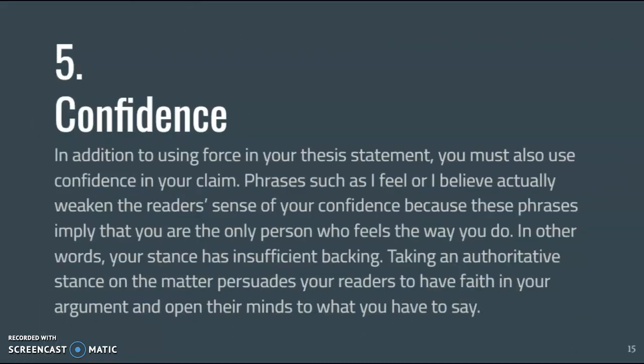Finally, confidence. In addition to using force in your thesis statement, you must also use confidence in your claim. Phrases such as I feel or I believe actually weaken the reader's sense of your confidence, because these phrases imply that you are the only person who feels the way you do. In other words, your stance has insufficient backing. Taking an authoritative stance on the matter persuades your readers to have faith in your argument and open their minds to what you have to say.